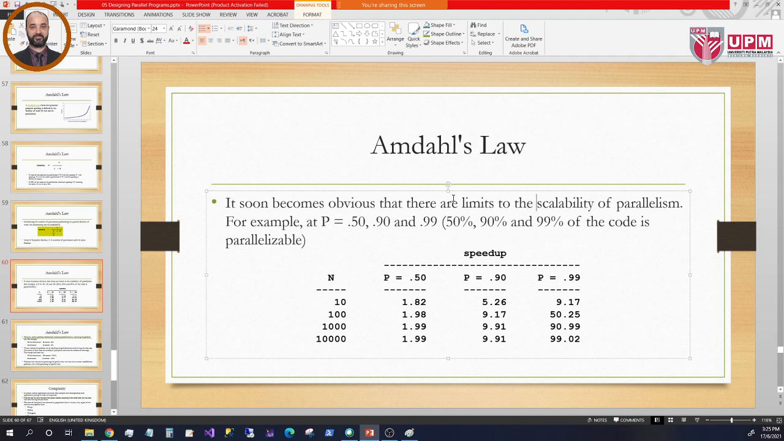Always has limits. So for example, P equals 50, 90, and 99. So it means 50%, 90%, and 99% of the code is parallelized. Okay? And here are the speedup results. So if, let's say, P is 90, the speedup is 9 times faster. And 50 times faster if P is 0.99. Okay.